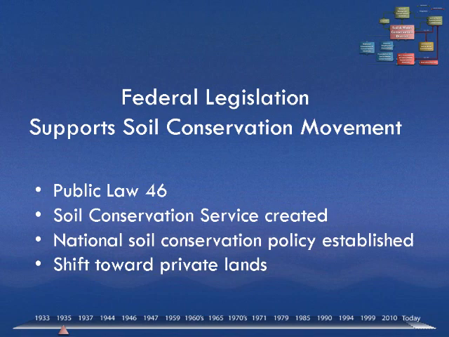A pivotal point in the history of the soil conservation movement occurred in 1935, with an increased focus at the federal level. Congress passed Public Law 46, which created the Soil Conservation Service and established for the first time a national soil conservation policy. It is important to note that this policy set the stage for an important shift in the soil conservation program, that being a shift to emphasize soil conservation on private lands. Dr. Bennett knew that if this nation was going to make significant strides in addressing the soil erosion problem, attention must be given to private land. As might be expected, Dr. Bennett became the first chief of this permanent federal agency.